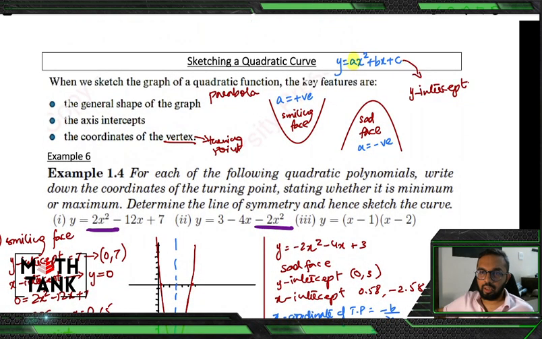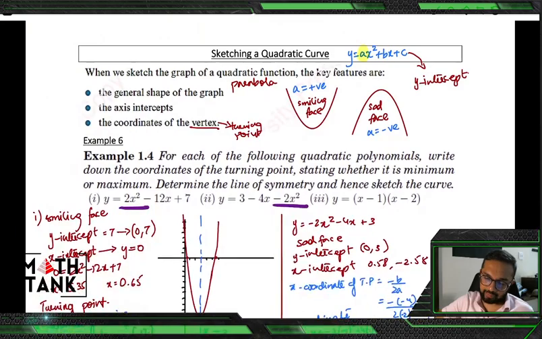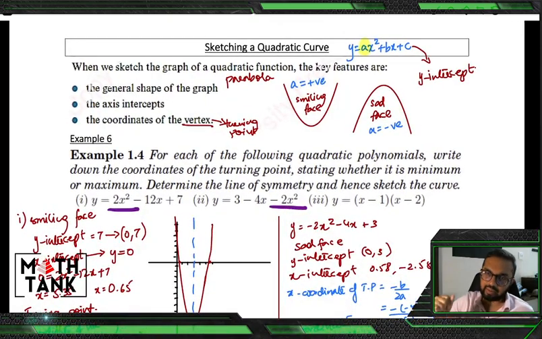Then one important aspect of quadratics is being able to sketch a quadratic curve. Now I've never actually seen a question that will explicitly ask you to sketch a quadratic curve, but when I'm teaching this topic I find it useful to teach sketching because it gives you a fair idea of how turning points are calculated, what are x-intercepts, what are y-intercepts.